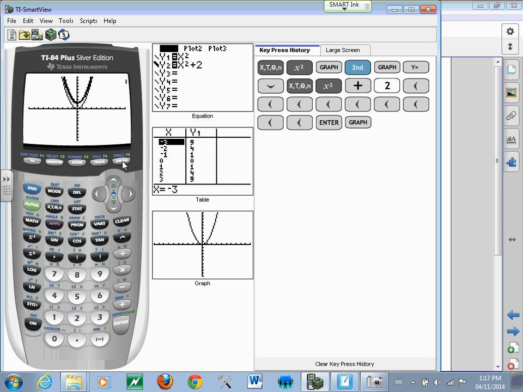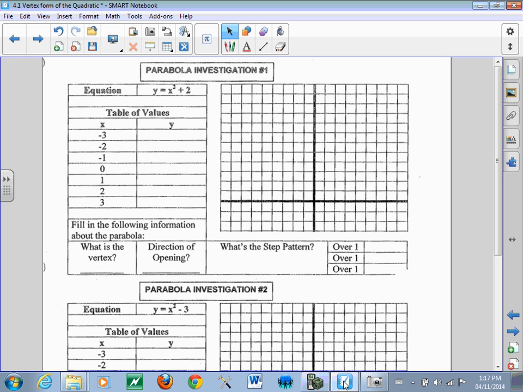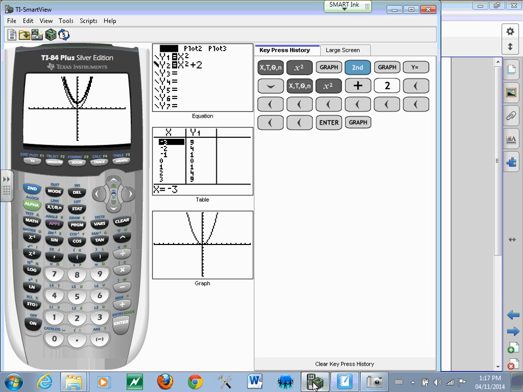There's the first one and the second one. So what do you notice has happened to the parabola, ladies and gentlemen? It has shifted up 2. Cool. So let's go back to our lesson here. And we notice it's gone up 2. I also want you to recognize in the equation that a, which is in front of x squared, still equals 1. So that helps us with our step pattern. Let's go back and borrow the graph.